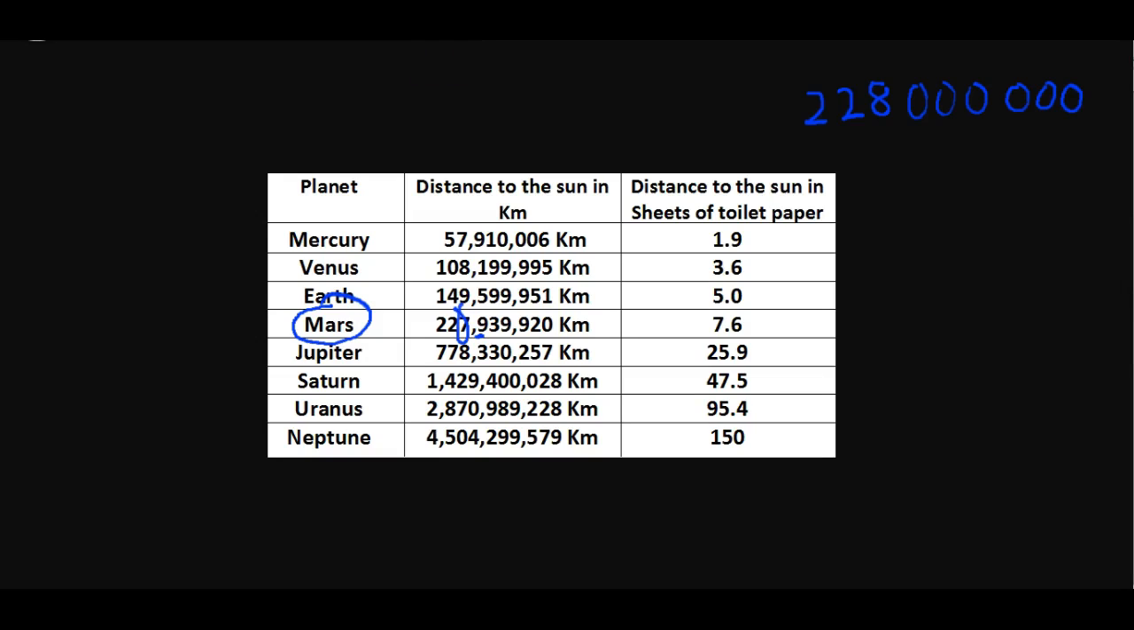Now, there are rules for significant figures, okay, and I'm going to show you what they are, but the best way to do significant figures is actually just to practice them, because they're not really that difficult. It's just an understanding of, well, what is significant and what isn't significant.